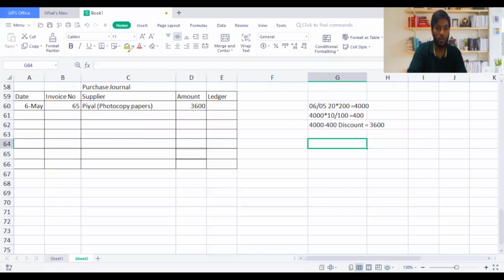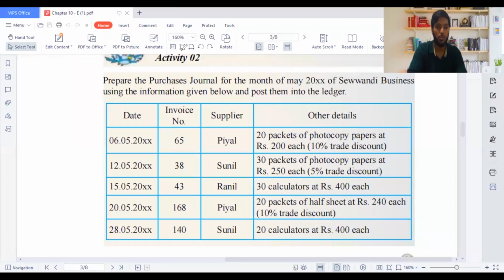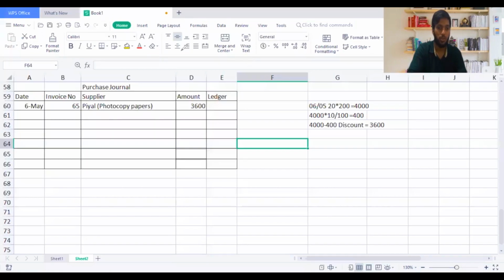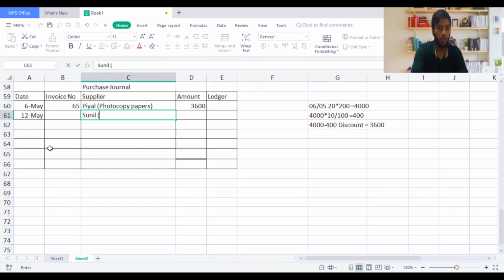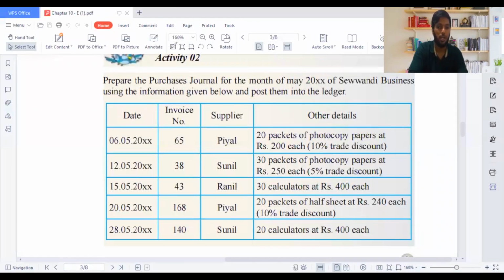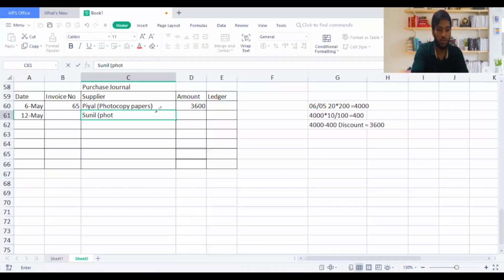What do we have? We have 12/5. We had Sunil, so I'm going to move on to Sunil's account. Let me write what Sunil has done. What did we purchase from Sunil? We purchased from Sunil 30 packets of photocopy papers. Again, photocopy papers, so I'm going to write here photocopy papers. Again, it's not mandatory to write these narrations.